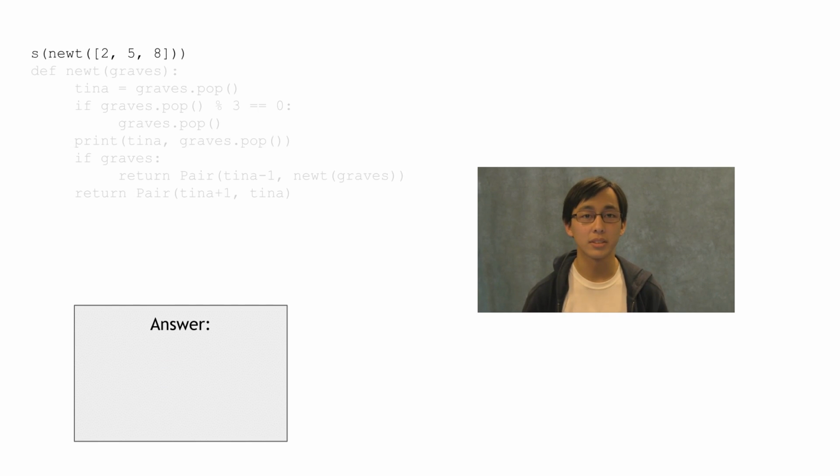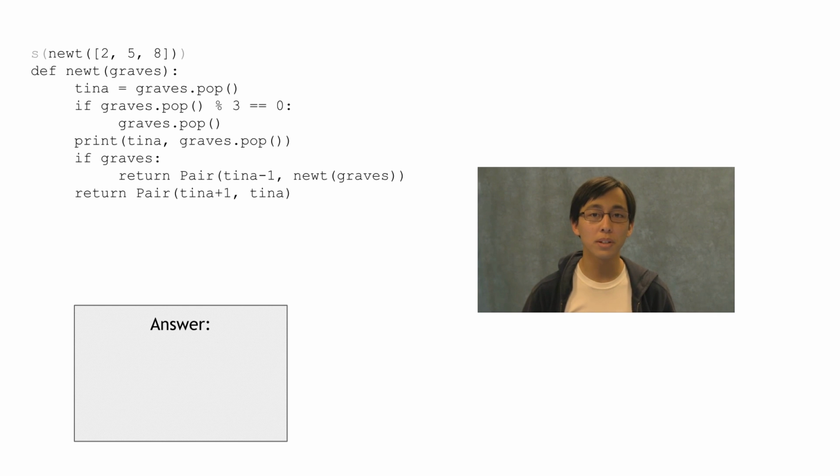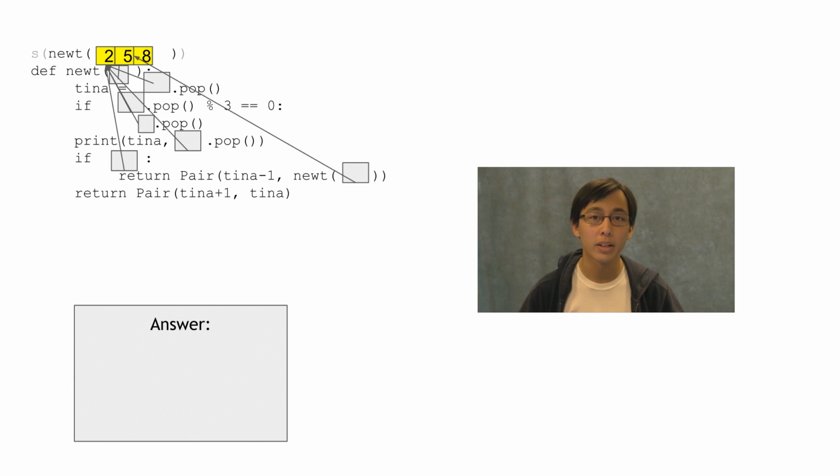So this is pretty nice. If you look at newt, we aren't going to be dealing with any of these other lambda functions. Let's just go through the problem. We pass in this list 2, 5, 8, and every time we see grades, we'll refer to this list. It looks pretty messy now, but as we go through the code, it'll clean up. Tina is going to be set to 8, and now the list is 2, 5.